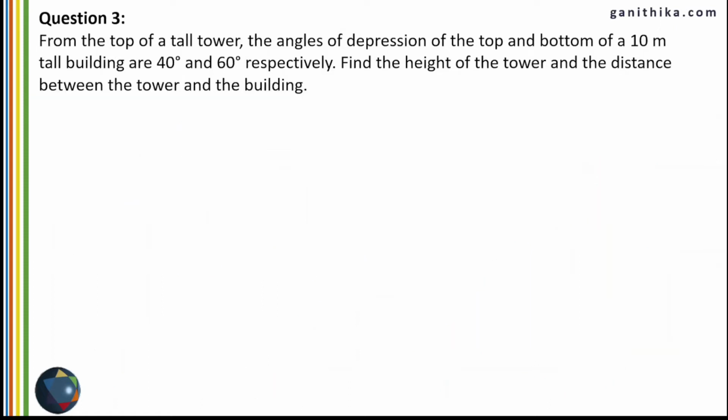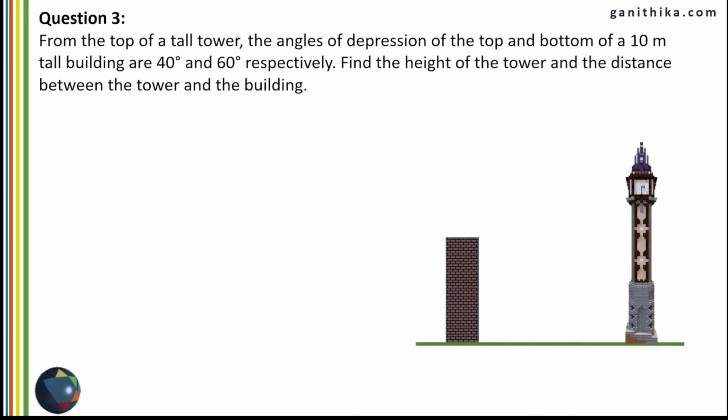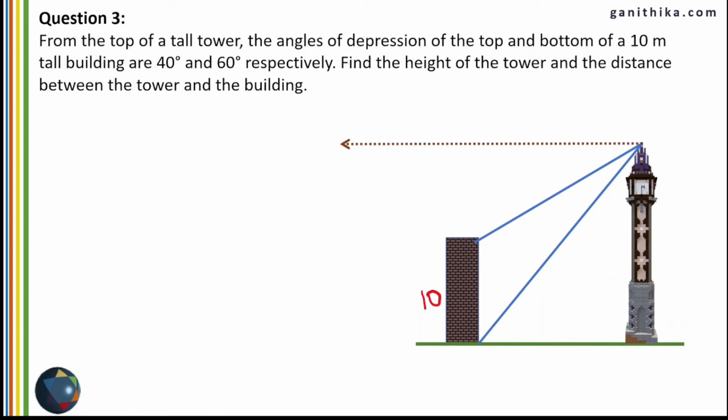Let's proceed to question 3 in the website. From the top of a tall tower, the angles of depression of the top and bottom of a 10-meter tall building are 40 degrees and 60 degrees respectively. So you are standing on top of a tall tower and you are looking at another building which is 10 meters high, and we do not know how far it is. So the building is 10 meters high here. We do not know the height of the tower yet, but we know that the angle of depression to the foot of the 10-meter tall building and the top of the 10-meter tall building is 40 degrees and 60 degrees.